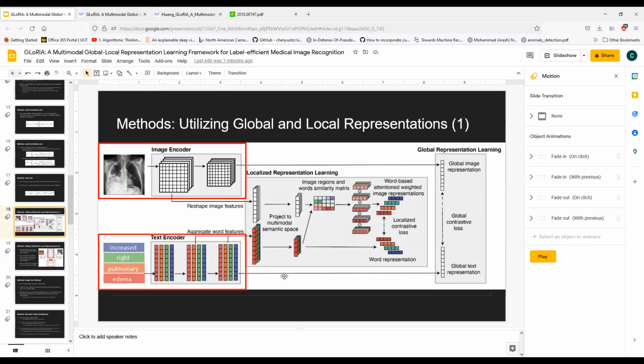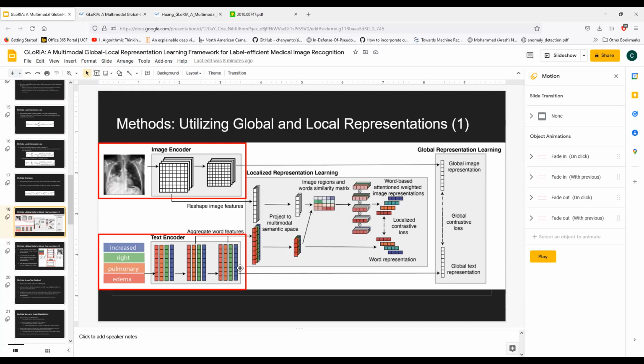global representation, right? So you have the horizontal, those two arrows, right? You have an image encoder, which looks at the entire image, and the text encoder looks at the entire sentence. So you capture that global information. So how can you explain how the localized representation is learned here? How do they generate it?